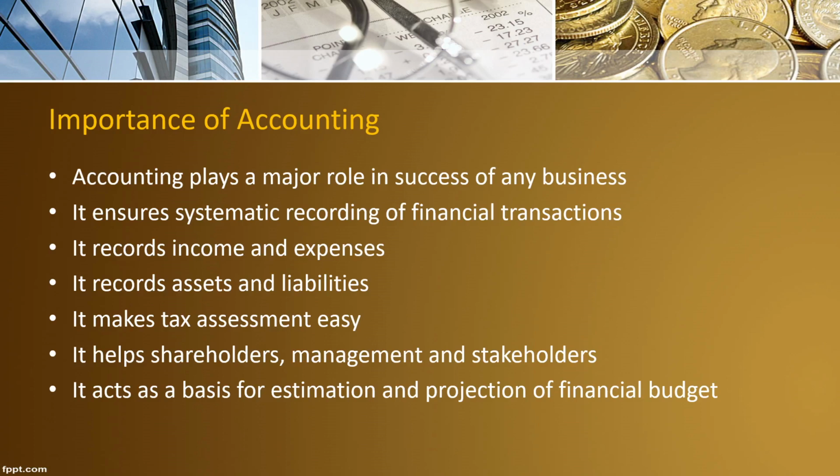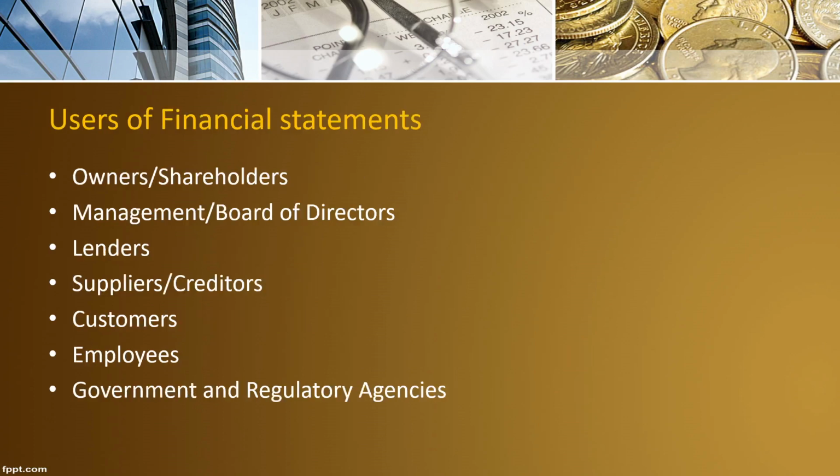Likewise, I have to make a provision of 1 lakh rupees, because 1 lakh rupees has to be incurred on the manufacturing of, say, 10,000 pens, whatever we have given as an example. So the accounting part helps you in estimating and projecting the financial budgets. This all was the part of the importance of accounting.